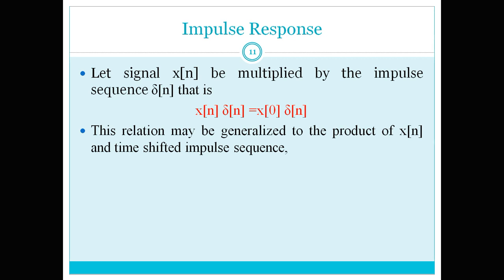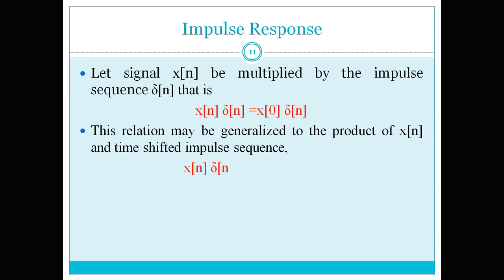This relation may be generalized to the product of x of n and time shifted impulses. So how can we do this? By using this, I can get x of n at n equal to 0. Now how can I get x of n at n equal to 1? How can I get x of n at n equal to 2? How can I get x of n at n equal to 3, and so on, from minus infinity to infinity. So this is my concept. Now that will be shown as time shifted impulses.